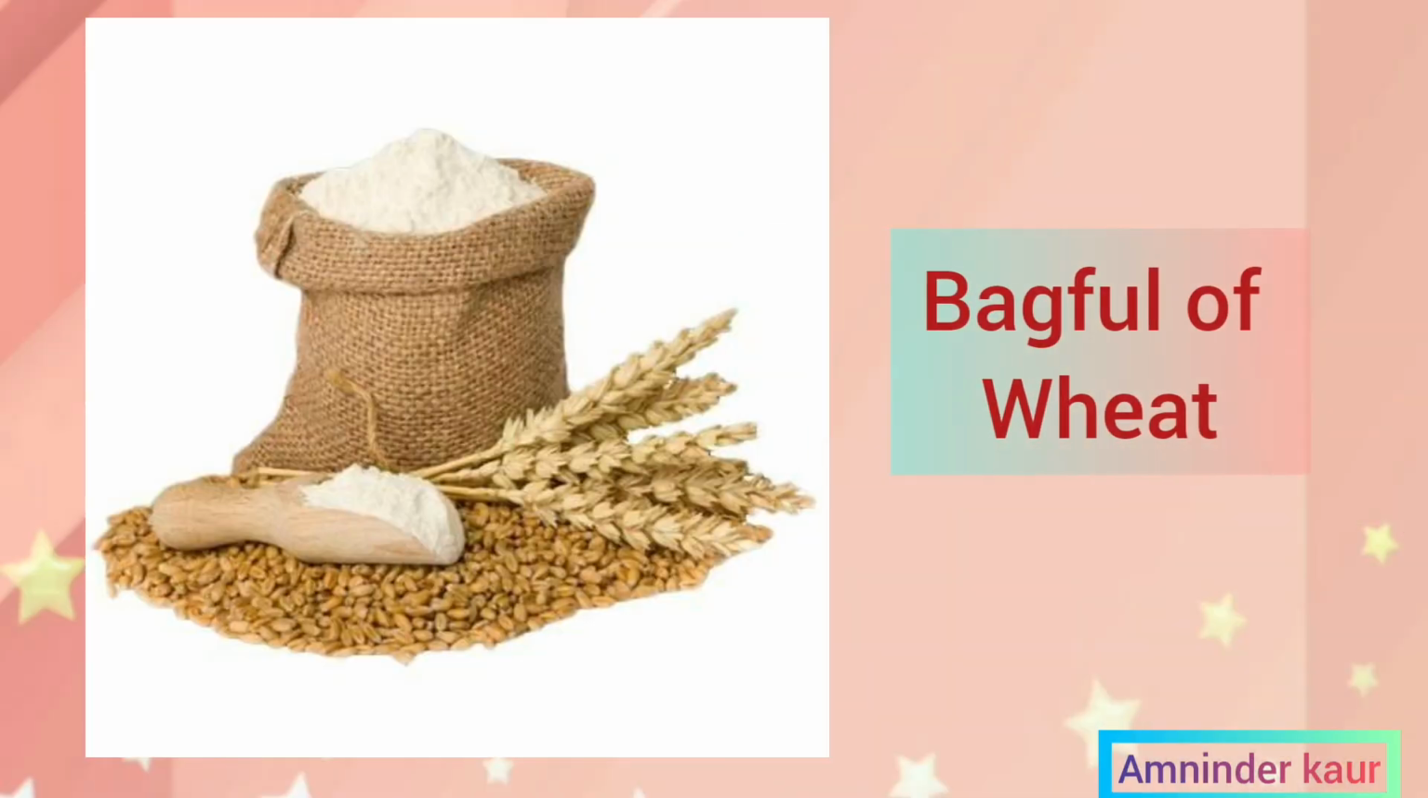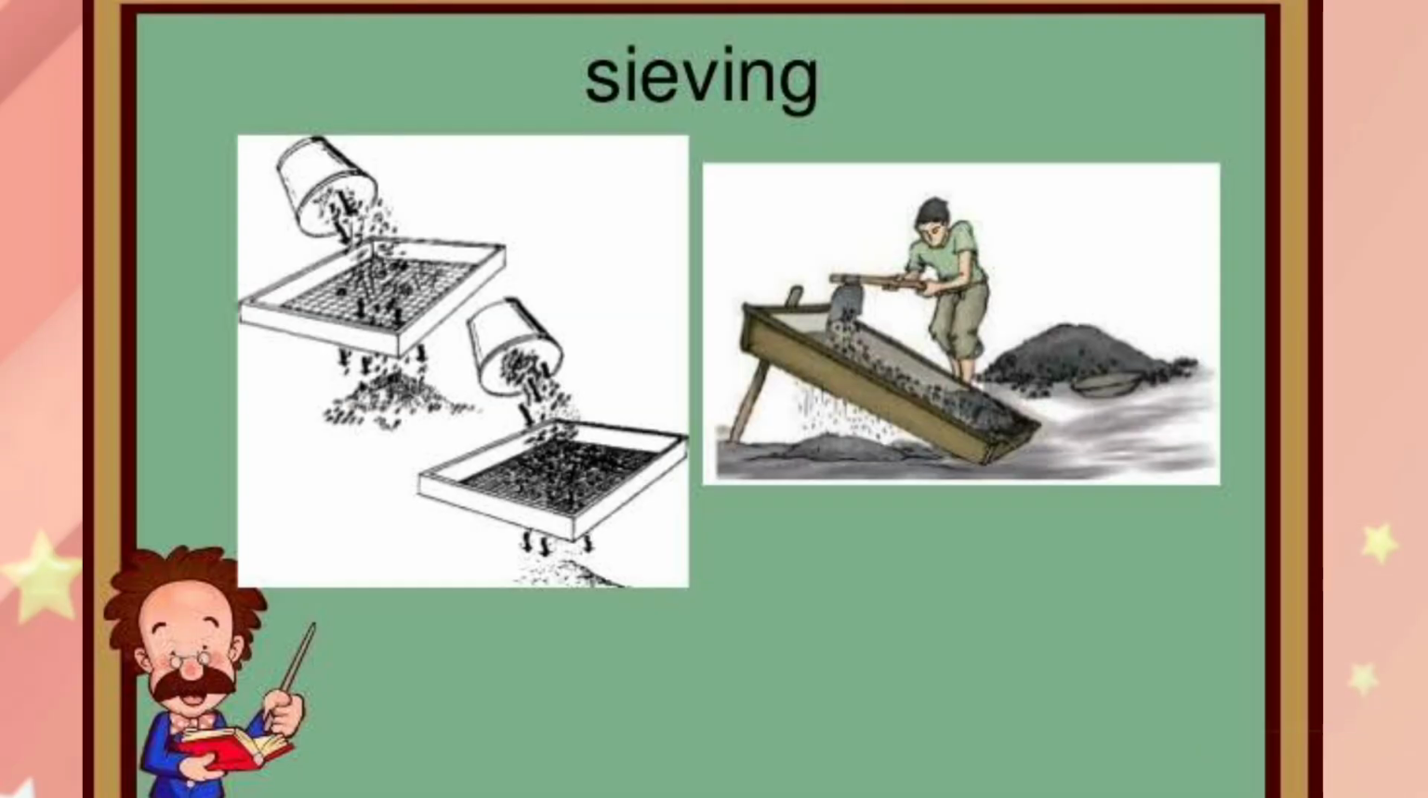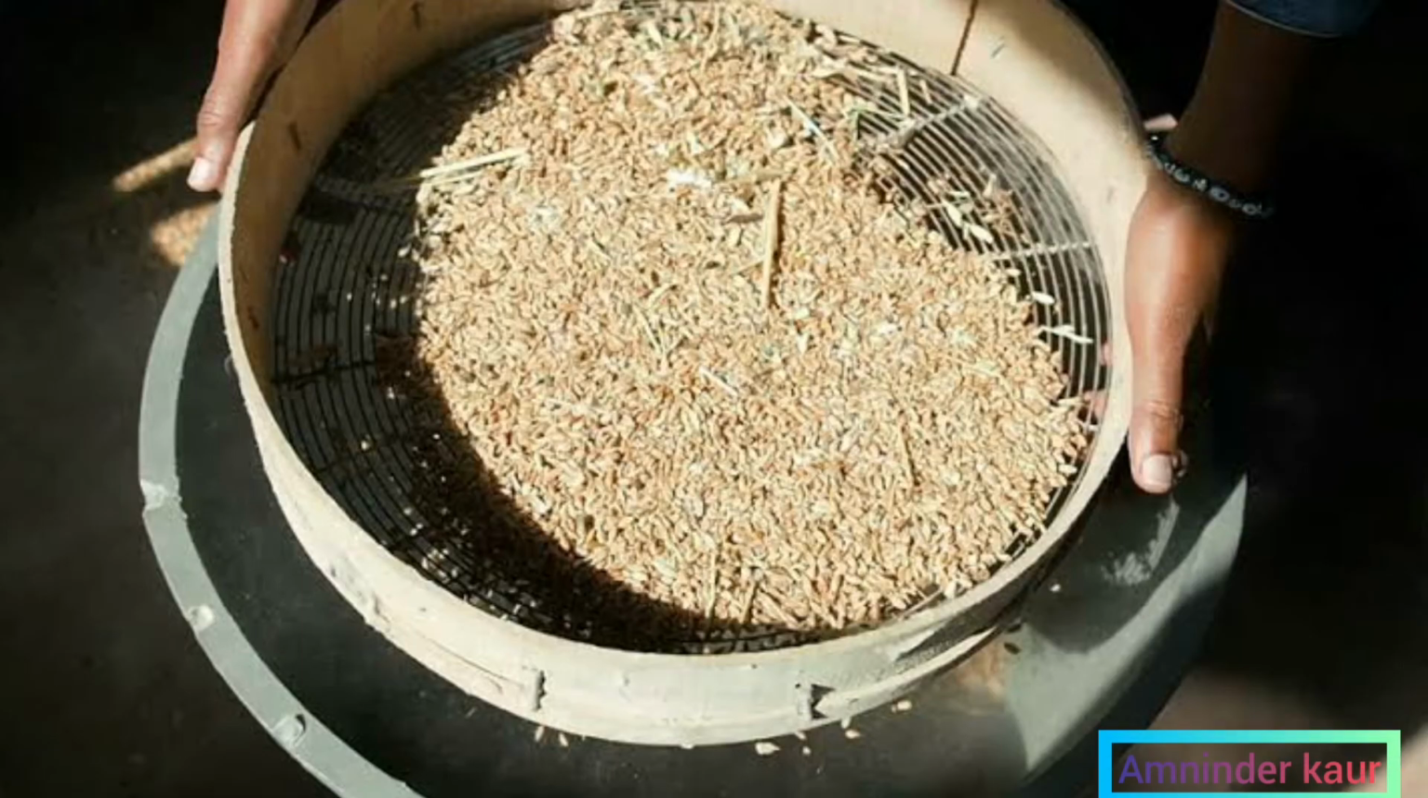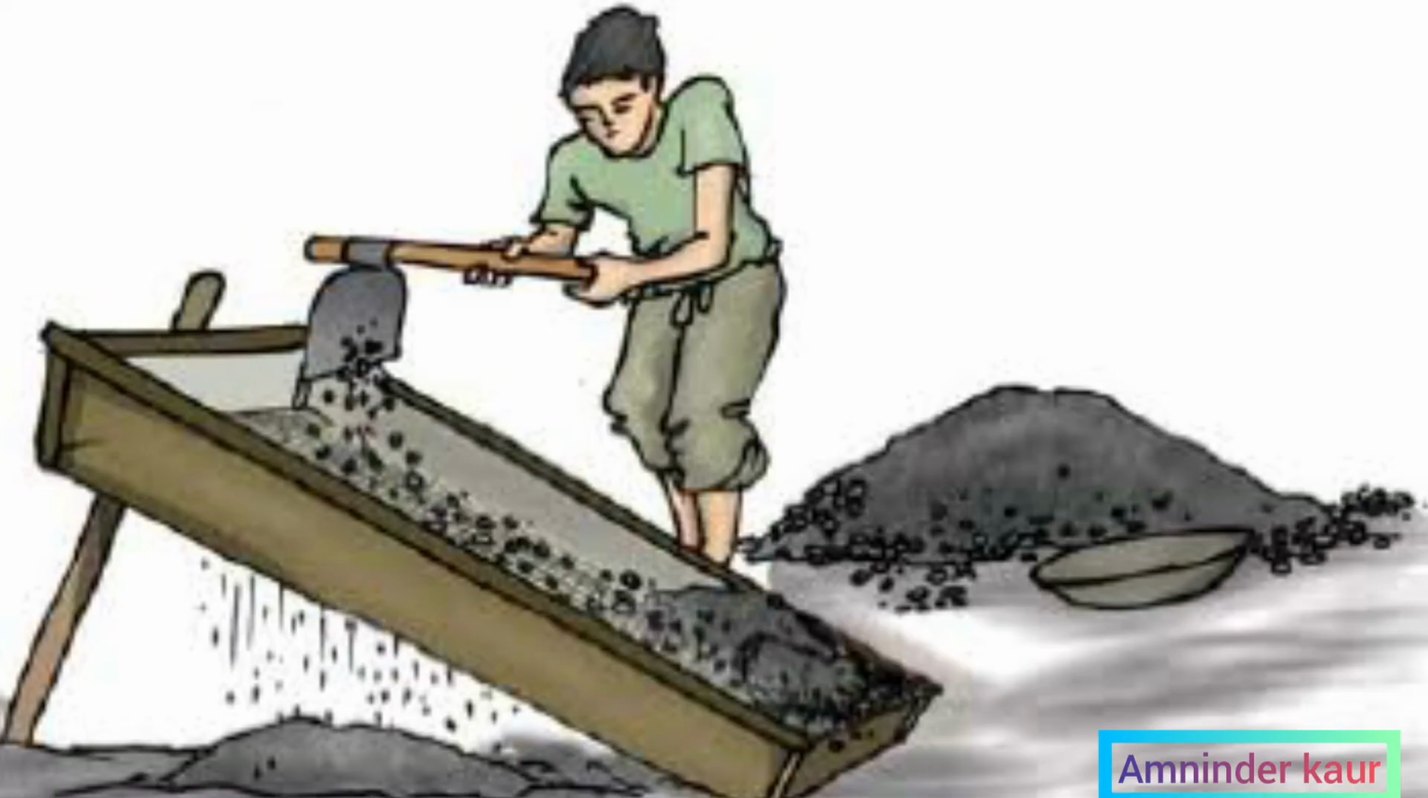Usually, a bag full of wheat is poured on a slanting sieve. The sieving removes pieces of stones, stalk, and husk that may still remain with the wheat after threshing and winnowing. You may have also noticed similar sieves being used at construction sites to separate pebbles and stones from sand.